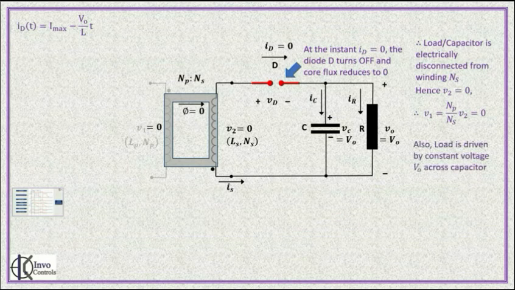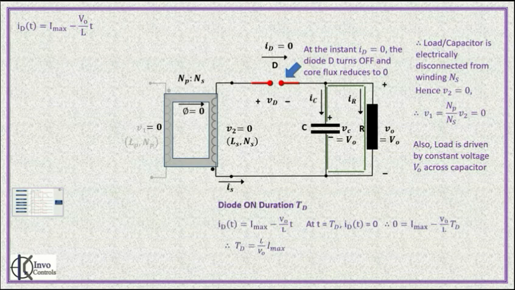Also, if you observe the circuit, you will find that the capacitor is now the source for the load. The capacitor supplies a constant voltage to the load. The capacitor also drives current through the load. This is the status quo which is maintained till the end of the cycle.